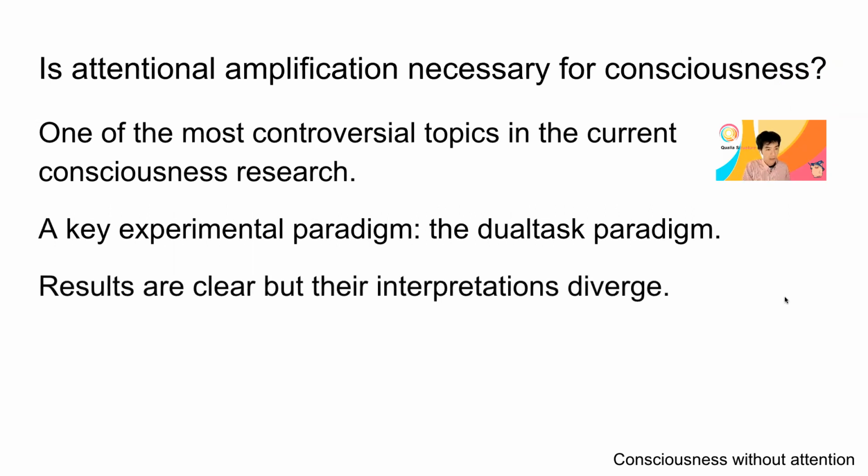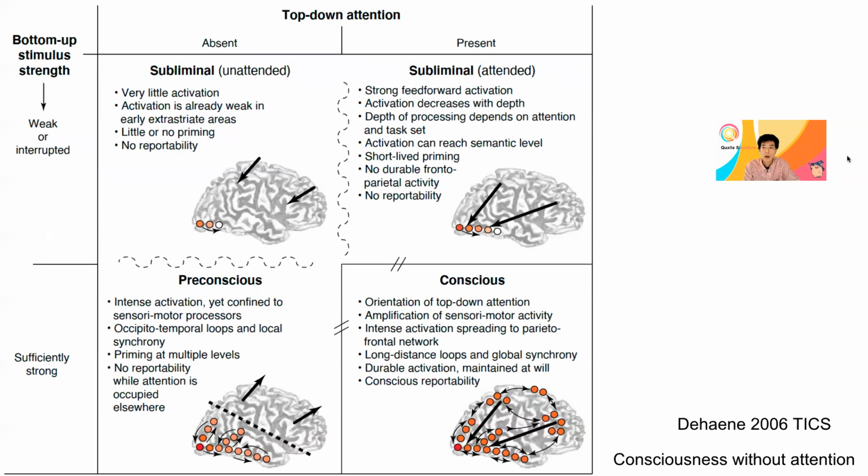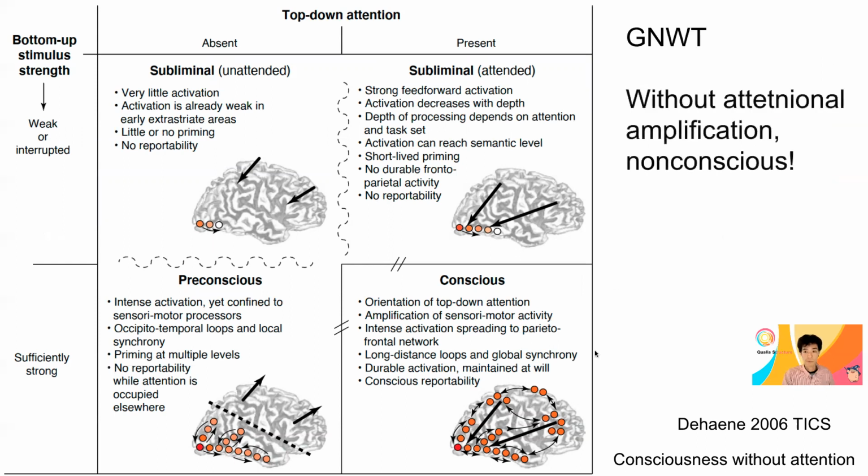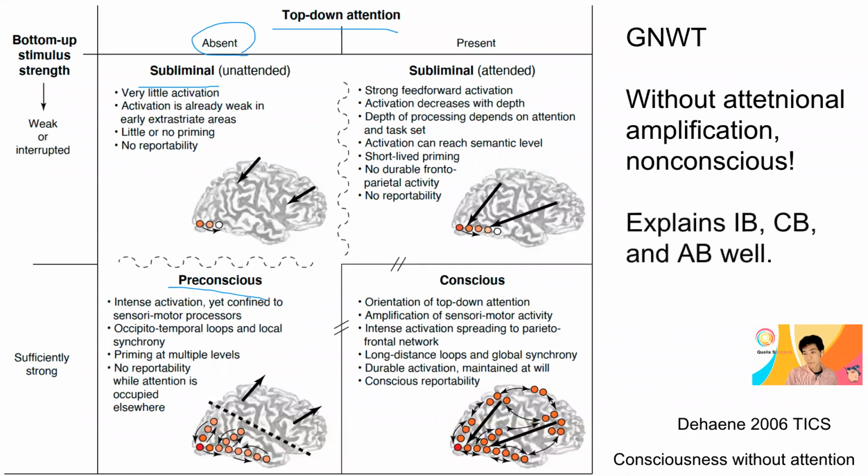And in terms of the results, they are relatively clear, but what remains controversial is the interpretations. So let's see what I mean by this. First, let's come back to the global neuronal workspace theory. They say basically, without attentional amplification, it remains unconscious, right? When the top-down attention is absent, it's either subliminal or preconscious, meaning both invisible or unreportable. And this model explains inattentional blindness, change blindness and the attentional blink relatively well.